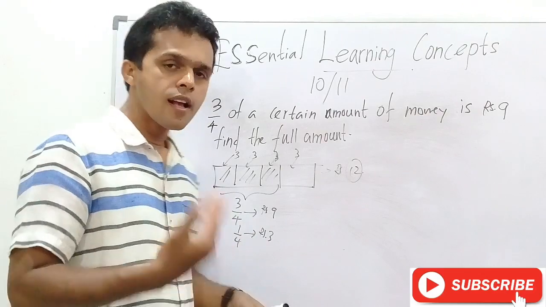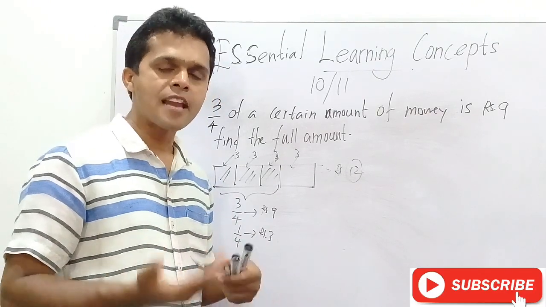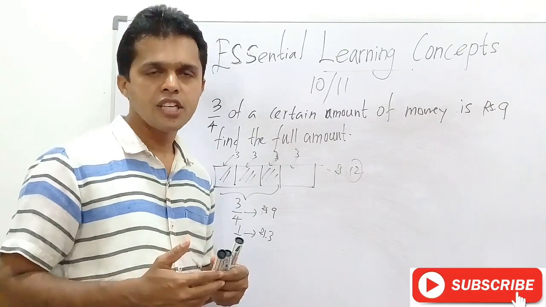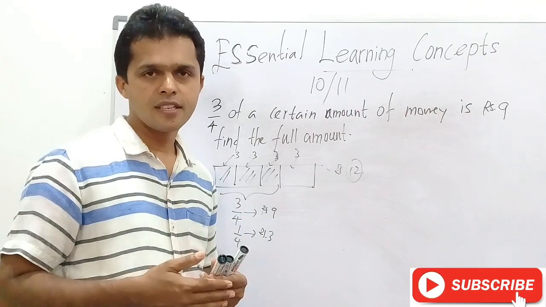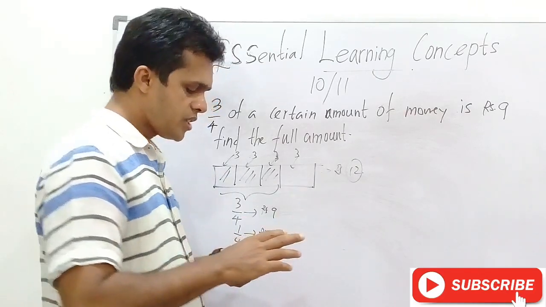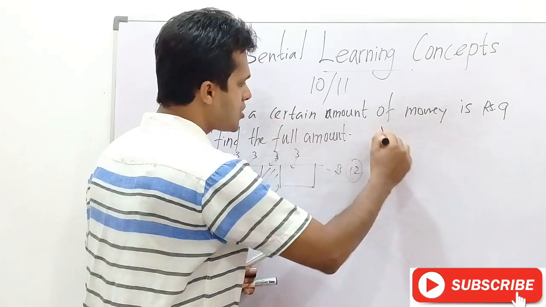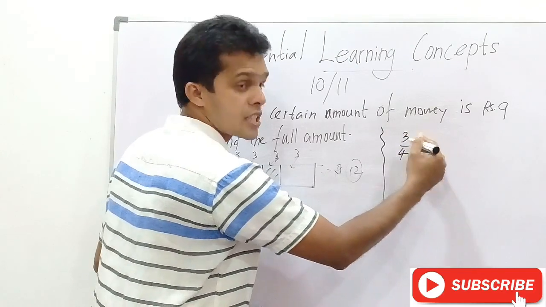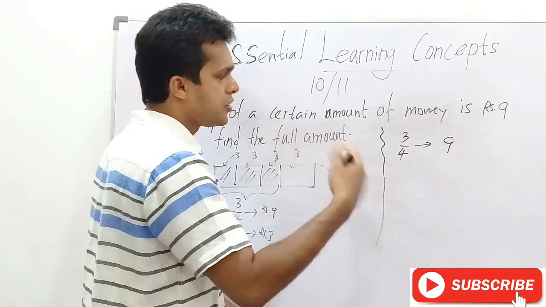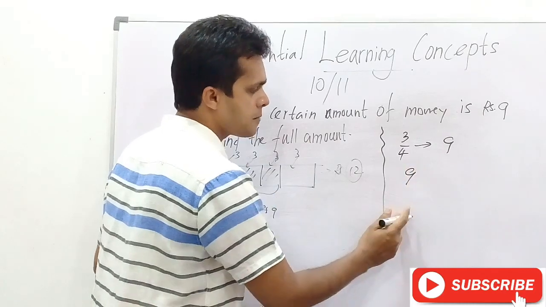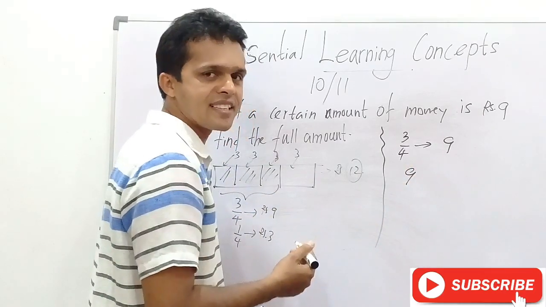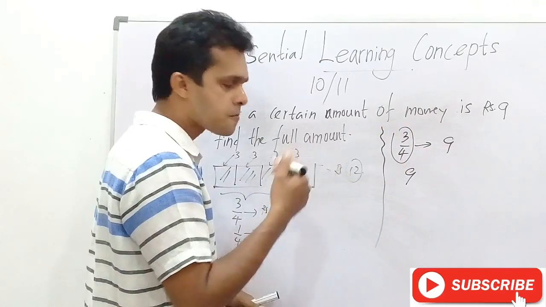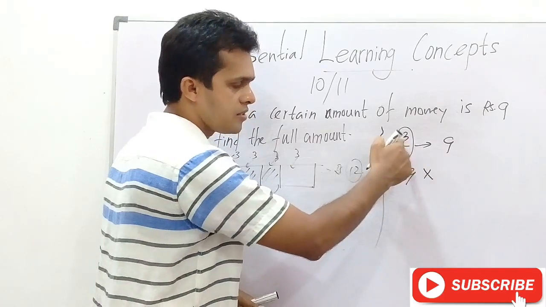Okay? The solution of this sum can be found using this method. This method means you can think and get the answer at once. Method 2: 3/4 means 9 rupees. Find the full amount. The full amount can be found by obtaining the reciprocal of 3/4. 9 is multiplied by the reciprocal of 3/4.